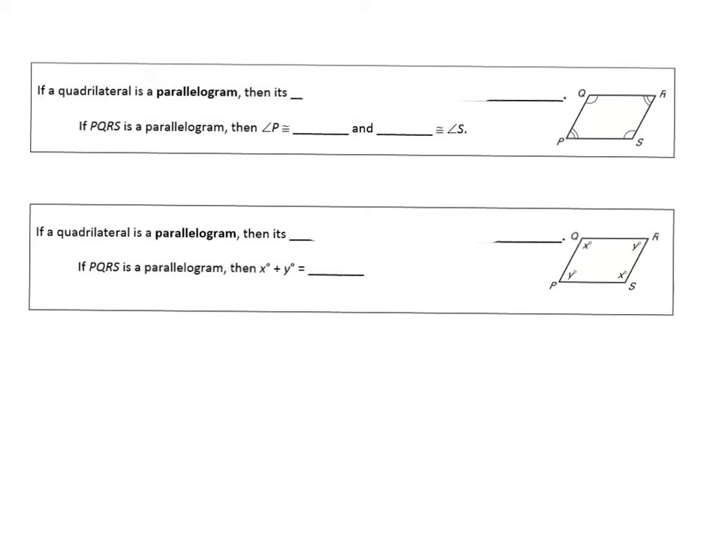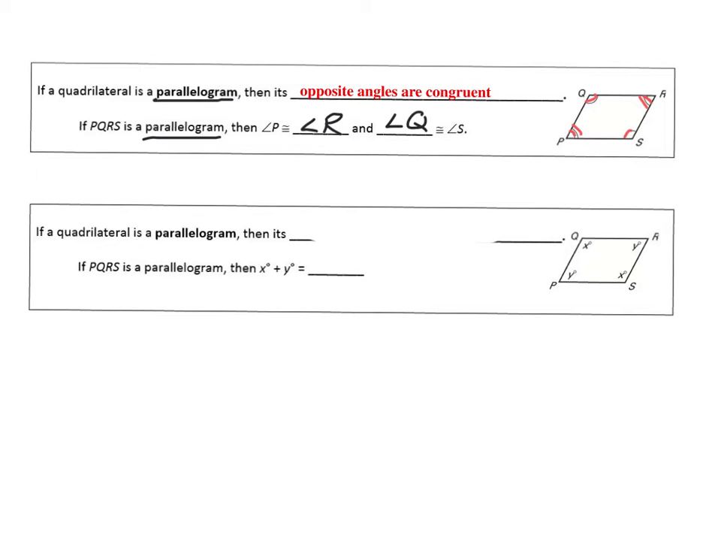Our next property states that if the quadrilateral is a parallelogram, then opposite angles are going to be congruent. I can see that marked in my picture here. We can see that angle Q and angle S are congruent. They each have one arc, and angle P and angle R are congruent. They each have two arcs. So the figure is a parallelogram if angle P is congruent to angle R, and angle Q is congruent to angle S. Which brings us to our last property.